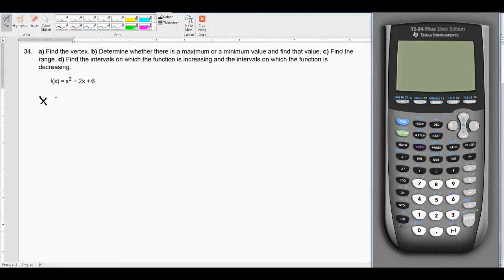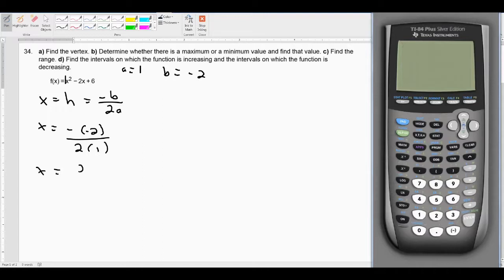And the x value of the vertex, in fact, a lot of books use h for the x value. And that formula is negative b over 2a. So all you do is substitute your a and your b into the formula. Now a is the number in front of x squared. If you don't see a number, it's always a 1. B is the number in front of the x, which is a negative 2. So that means I'm going to put the negative 2 in this parentheses and 1 in this parentheses. And I'm going to simplify it.